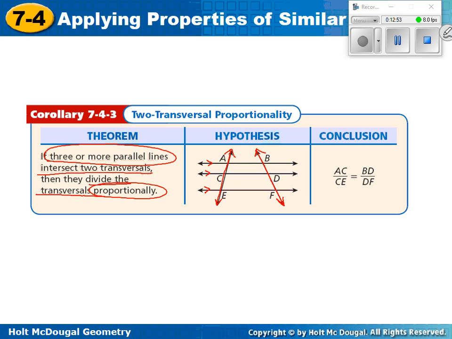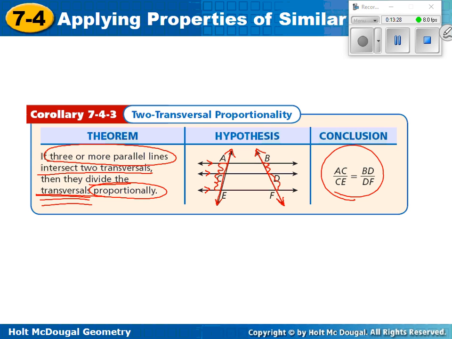So if you look at the picture, AC over CE is going to be equal to BD over DF. The transversals are split into pieces, and they're proportional. So again, it'll be part over part equals part over part. This is the proportion you can write.